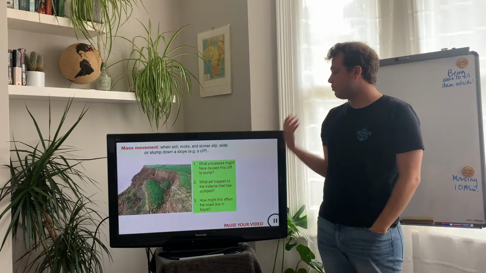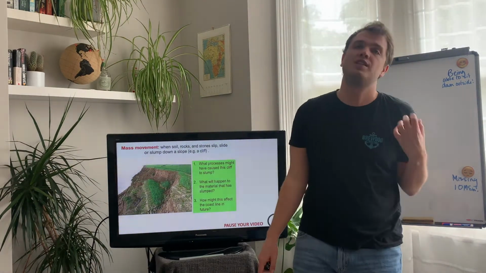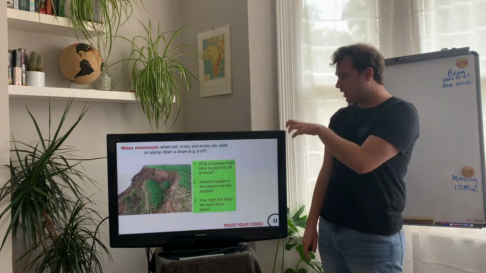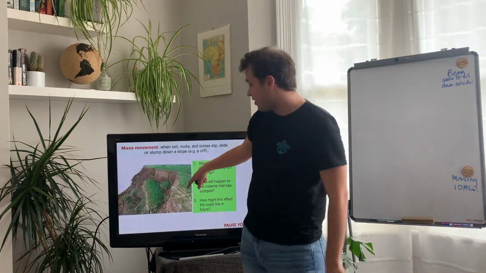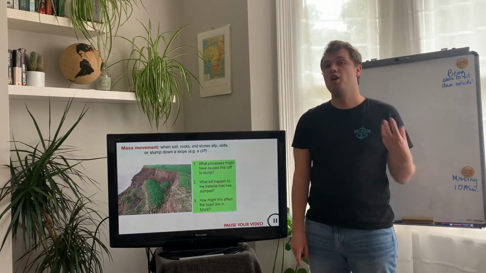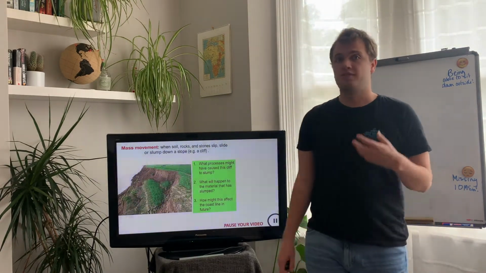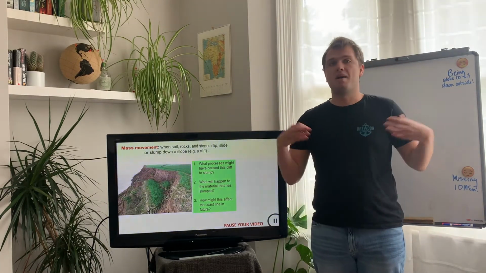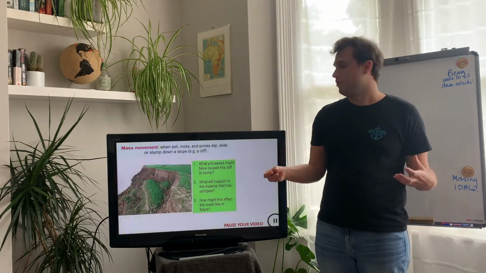Okay, so in terms of processes that might cause this cliff to slump, we're obviously mainly talking about weathering here. But we could be even more specific, because looking at this photo, we can see that there are loads of plants along this cliff top. So we could say that biological weathering has caused this cliff to slump, because the roots from those plants might have broken down, they made the soil unstable.